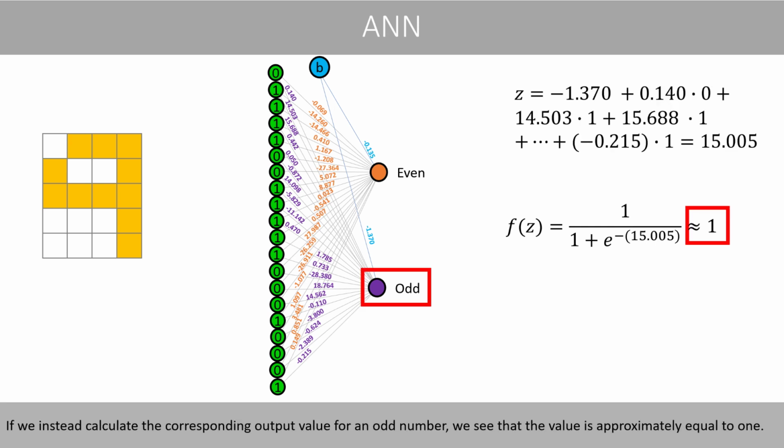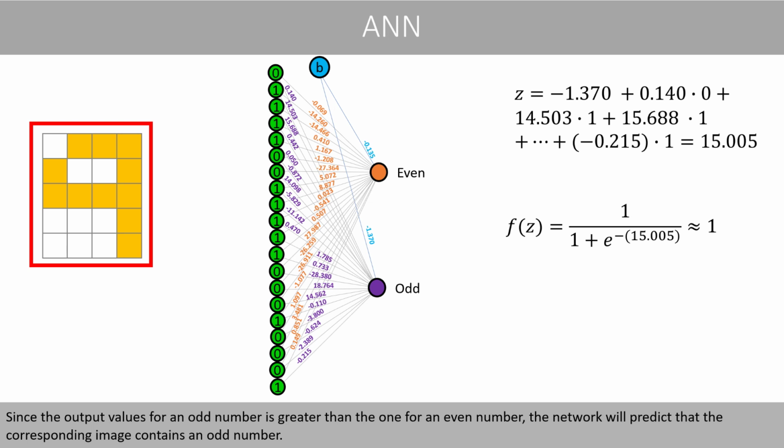If we instead calculate the corresponding output value for an odd number, we see that the value is approximately equal to 1. Since the output value for an odd number is greater than the one for an even number, the network will predict that the corresponding image contains an odd number.